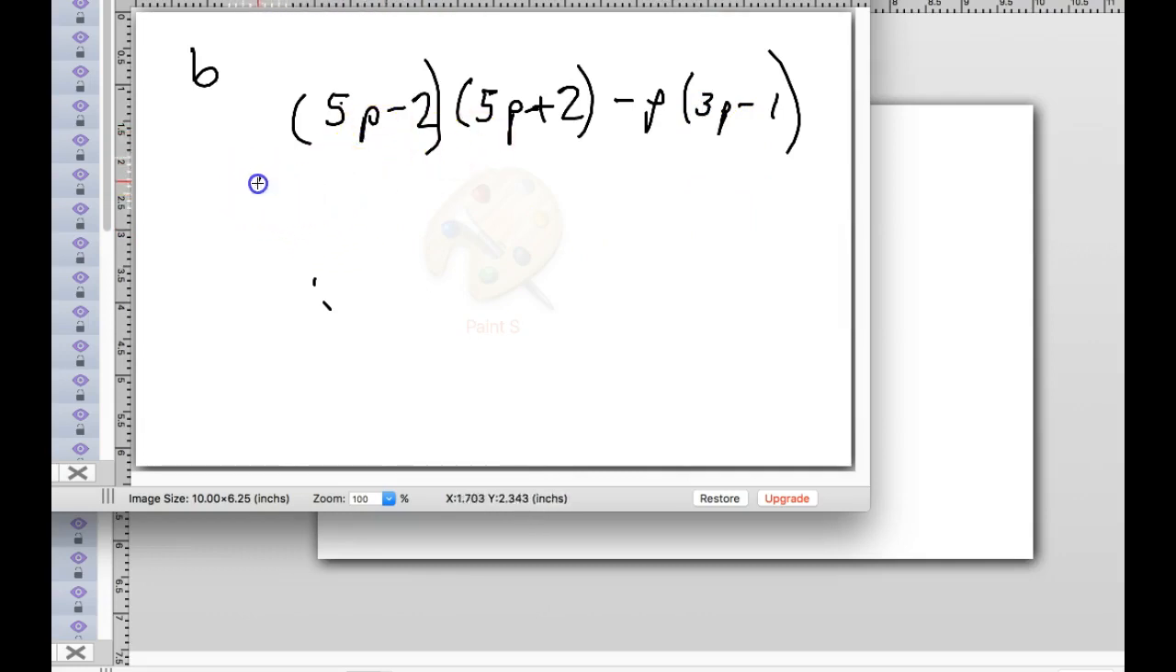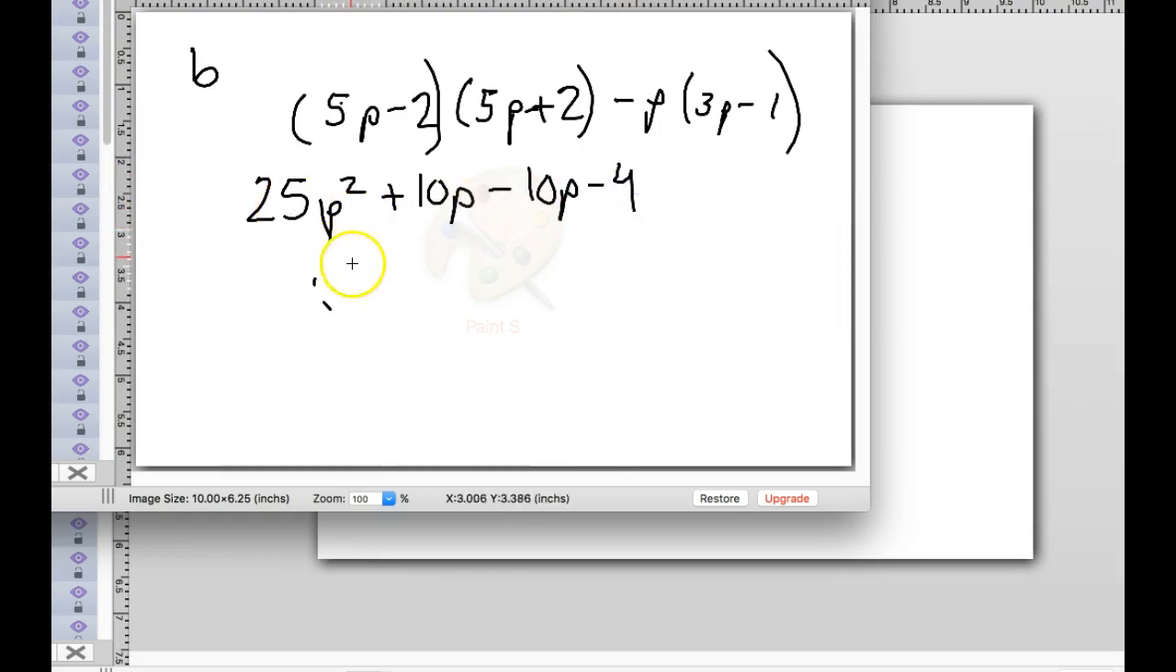So FOIL this. 5P times 5P is 25P squared. Outer, 5P times 2 is 10P. Inner, that's negative 10P. And then last, negative 2 times 2 is negative 4. Notice the parentheses don't exist anymore. I can multiply this, negative P times 3P is negative 3P squared. Negative P times negative 1 is positive P.